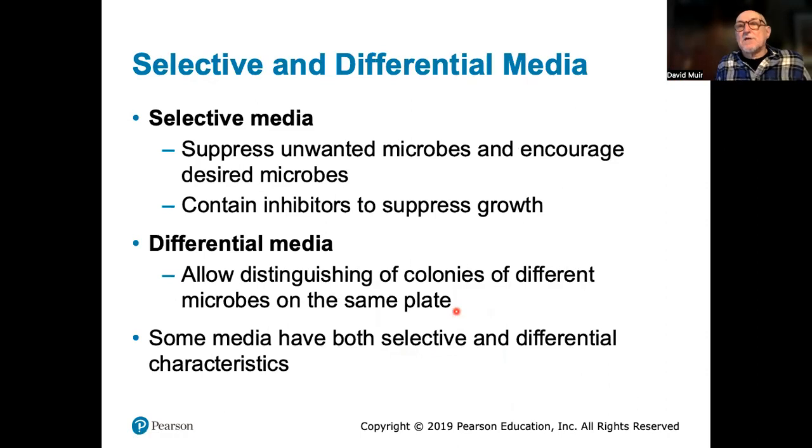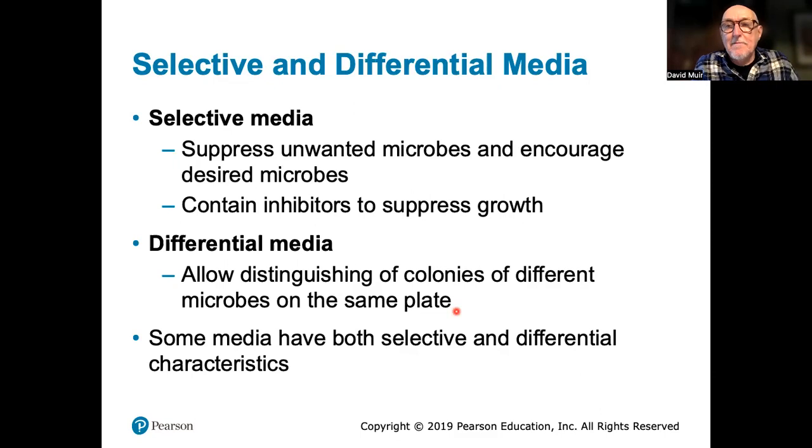All right, so you will already have encountered some of these other media in lab already, but it's good to explain them exactly so that you understand all of the theory behind it. We don't only use media for growing bacteria. We also use media as a diagnostic tool to demonstrate different biochemical properties of the bacteria that we are growing.